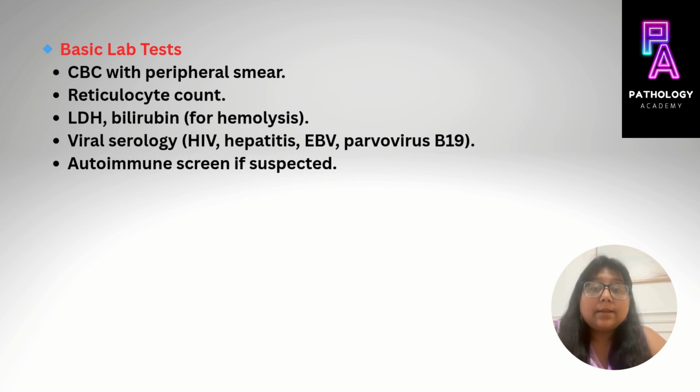Next step is the basic lab tests, which include complete blood counts with peripheral smear, reticulocyte count, LDH, bilirubin for determination of hemolysis, viral serology like for HIV, hepatitis, EBV, parvovirus B19 infection, and autoimmune screen if it is suspected.